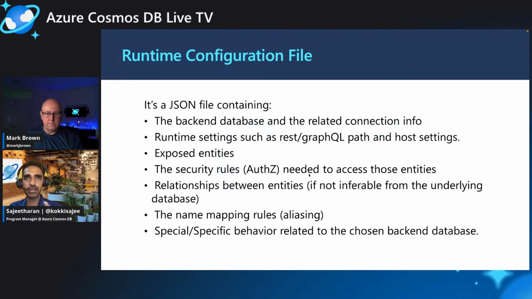So I talked about two files, right? One is the configuration file and the other one is the schema file. The config file is a JSON file that consists of this information. You can specify the backend database where you want to enable REST and GraphQL endpoints, then the runtime settings, which are very developer friendly, then the entities that you want to expose, and the security rules that you want to enable on those entities.